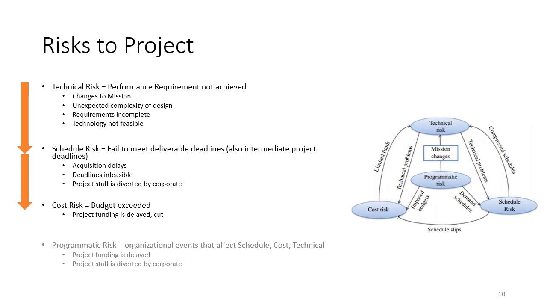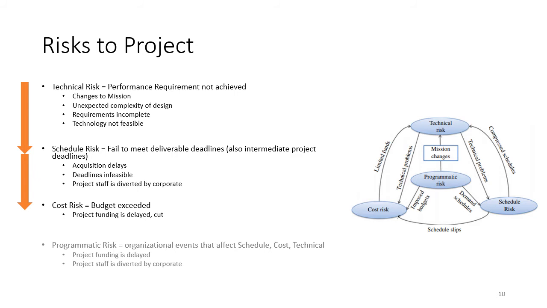So the risks to the project we've talked about are technical risks, schedule risks, and cost risks. The technical risks have to do with the performance of the system, and these can occur due to changes in the mission that the system is intended to operate in, unexpected complexity of the design, incomplete requirements, or technology not being feasible. Those are all kinds of technical risks that can occur.